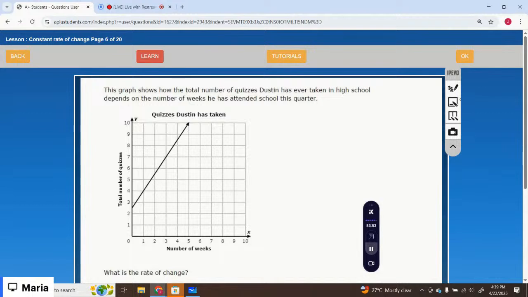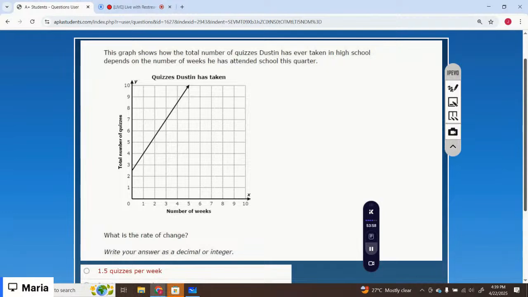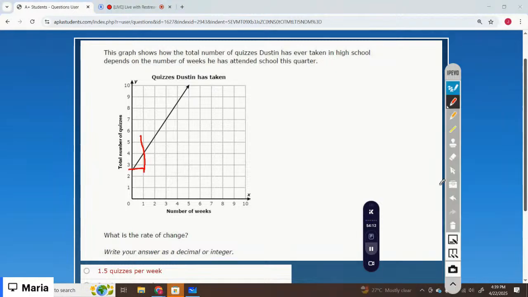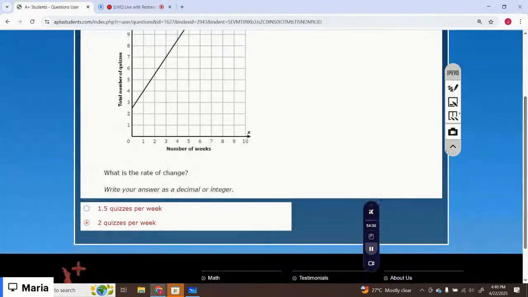The graph shows the total number of quizzes Dustin has taken in high school, depending on the number of weeks he has attended school this quarter. What is the rate of change? That is 4 over 2, so that would be two quizzes per week. Option number two is the correct option.